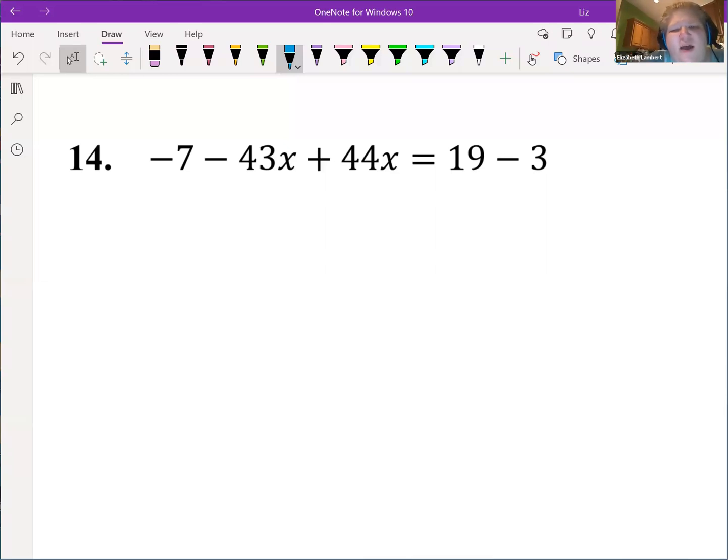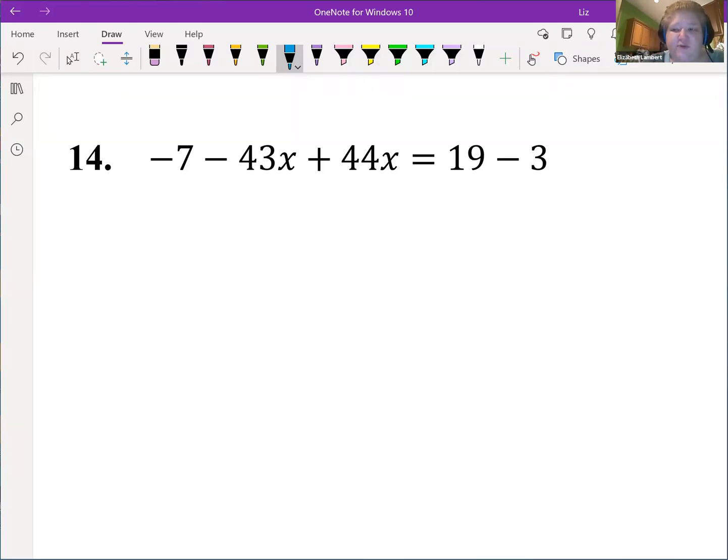So now I've got like terms on the left side and like terms on the right side. So before I worry about adding and subtracting, moving stuff, doing the same thing to both sides, first, I'm just going to ignore the right side. I'm going to focus on the left side. That's -7 minus 43x plus 44x. What can I do so this is not so complicated? So I've got two x terms. Those are like.